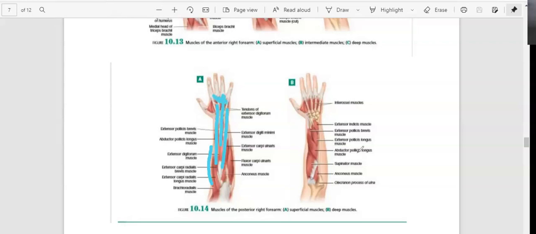As I mentioned before, you're going to have deeper muscles. You don't need to worry about them, even though you have anconeus here, right? And extensor carpi longus. You don't need to study those. You don't need to cover those. These are deep muscles. You need to focus on the superficial muscles that you have right here.